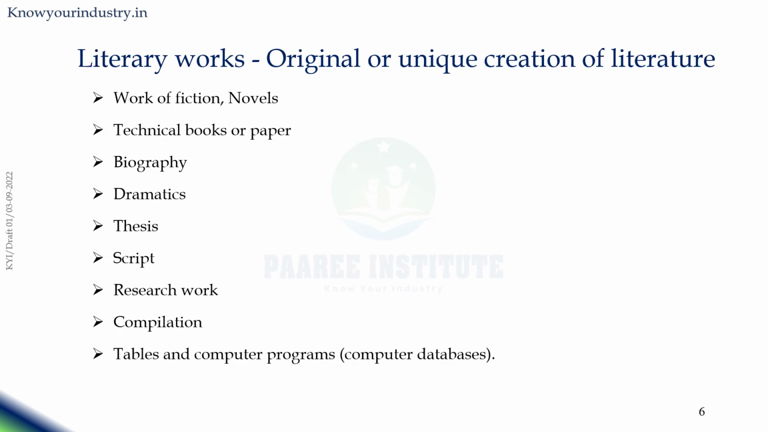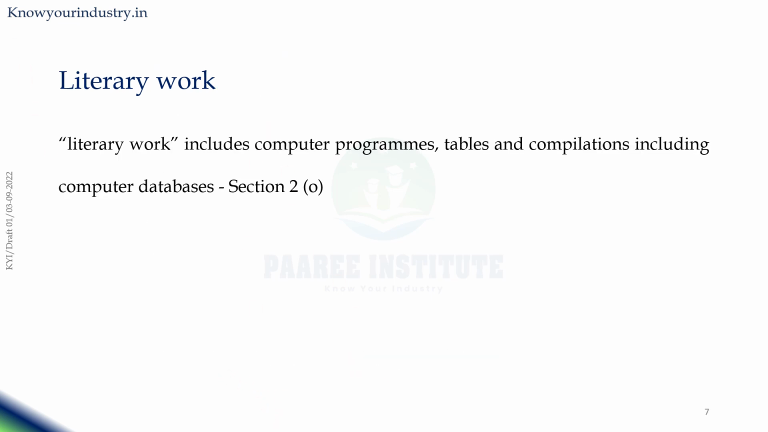So what type of literary works can get copyright protection? Works of fiction, novels, technical books or papers, biography, dramatics, thesis, script, research work, compilation, tables and computer programs, computer databases. So these are the literary works that can get copyright protection. Further, Section 2(o) of the Copyright Act 1957 defined the literary work. Literary work includes computer programs, tables and compilations, including computer databases.